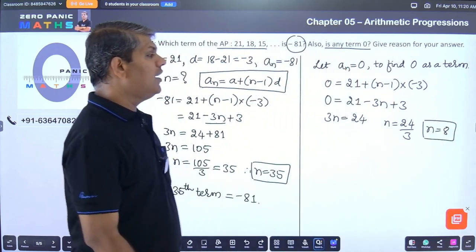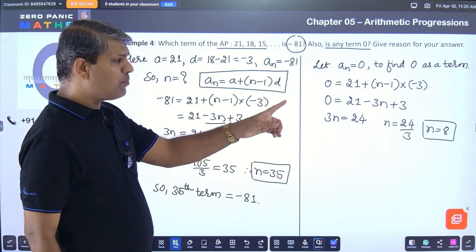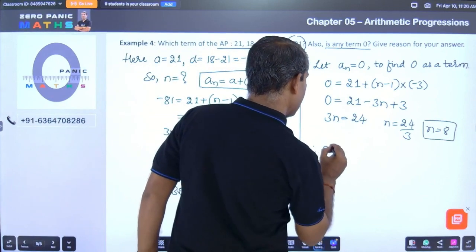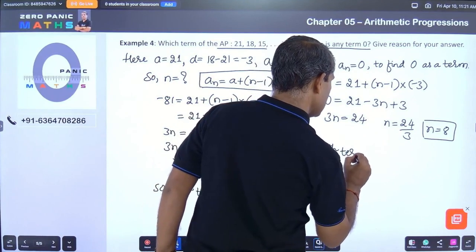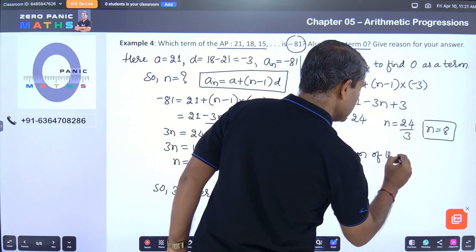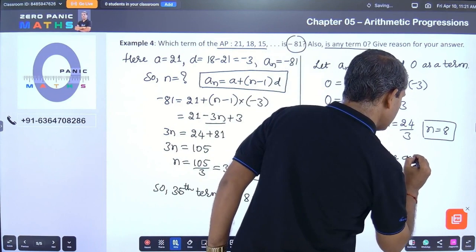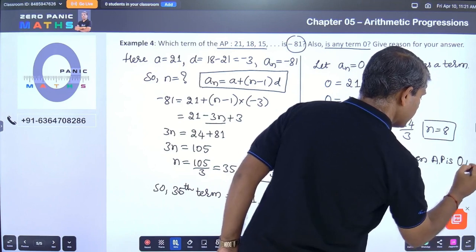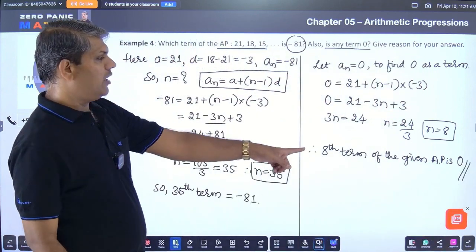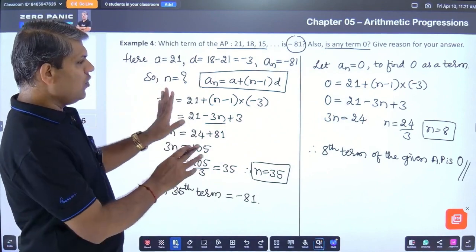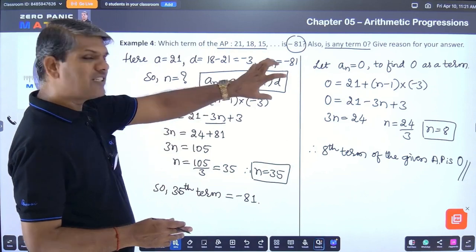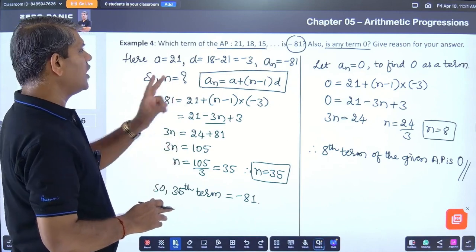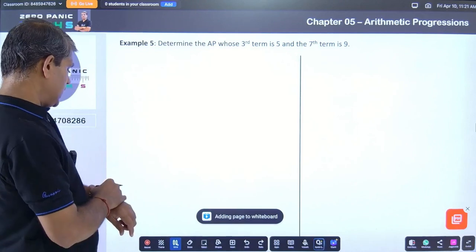So since we got n is equal to a positive integer, then we can say that therefore the eighth term of the given AP is 0. Eighth term of the given AP is 0. That is how we need to understand and solve the problem. Hope you understood this. There are two parts of this. Let us move to the next problem.